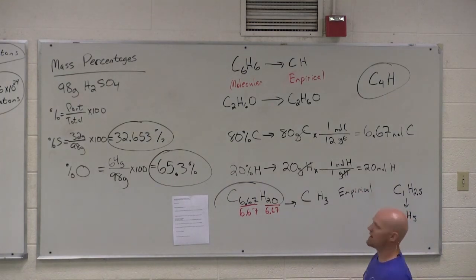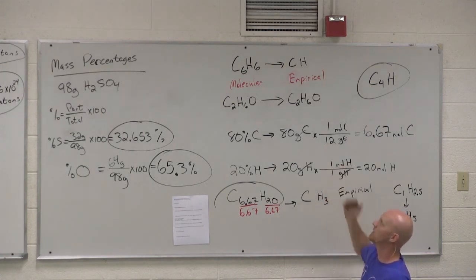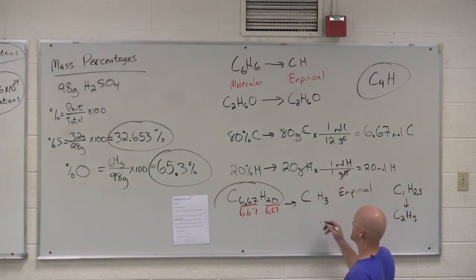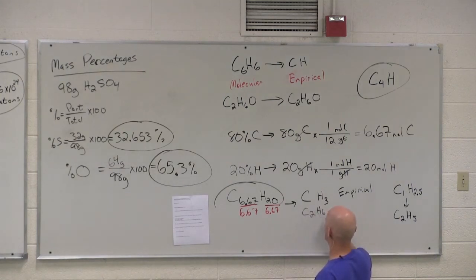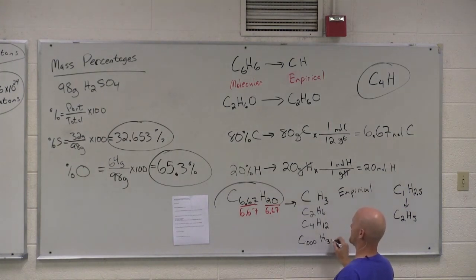Now, the next question on your handout, though, is what is the molecular formula? This is the most reduced whole number ratio, and that's all your mass percents are ever going to be able to give you. So what are some possible molecular formulas, besides CH3? I mean, CH3 could be the molecular formula too, but what are some other possibilities? C2H6. C2H6, what else? C4H12. C4H12. How about C1000H3000? Notice there's an infinite number of possibilities.